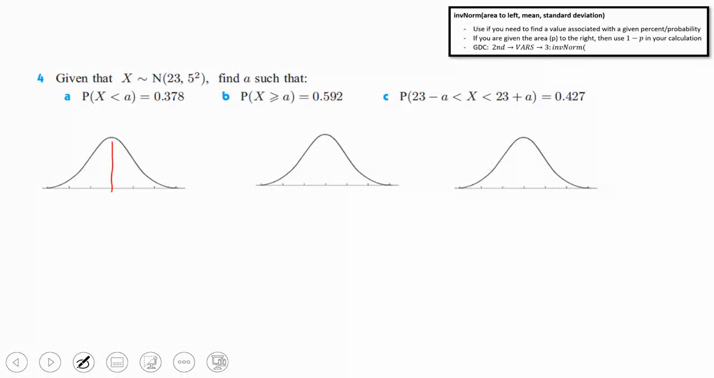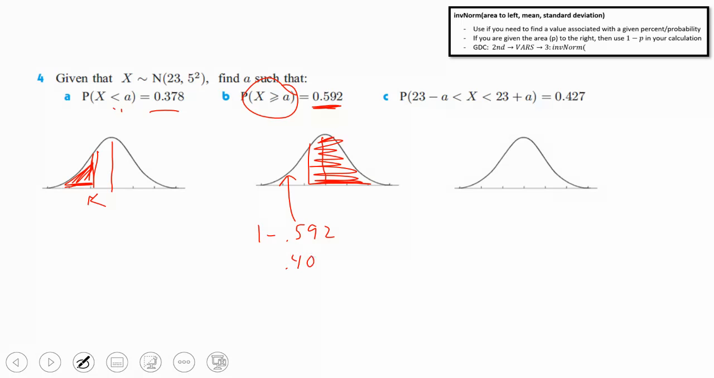Let's go kind of quickly here. So this is a less than, so my K is going to be here. So I can just enter it as is. This is a greater than. It's bigger than half, so more than half is to the right. So what I would be putting in inverse norm is 1 minus 0.592, because that is the area to the left. So you're doing 0.408. Everything else is just the same.